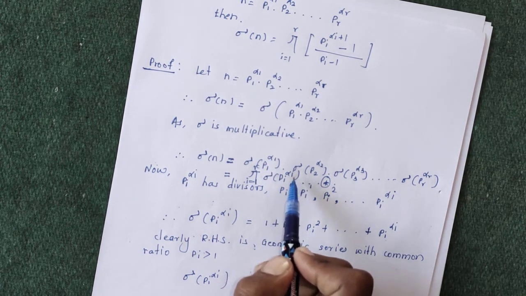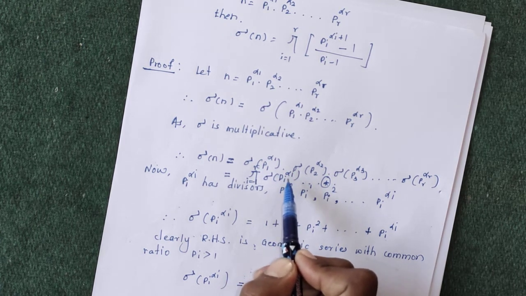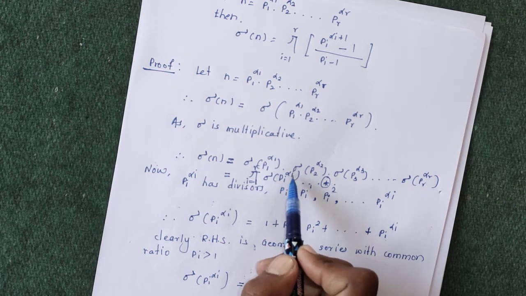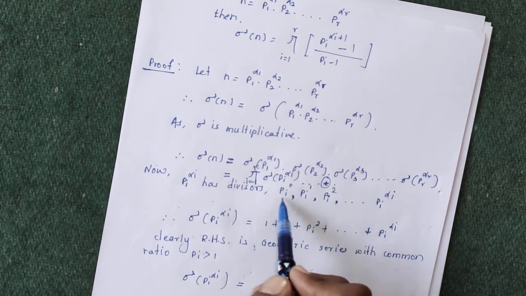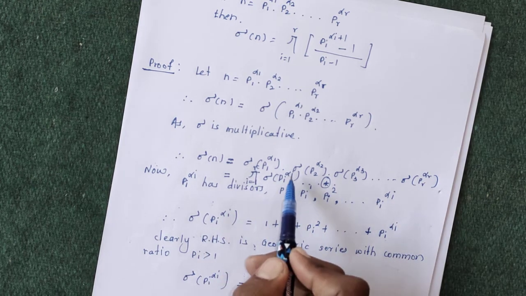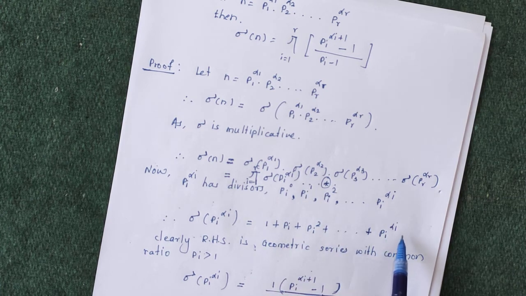So to find sigma of pi raised to alpha i, we have to find all positive divisors of pi raised to alpha i, and we know that the positive divisors of pi raised to alpha i are pi raised to 0, pi raised to 1, pi square, up to pi raised to alpha i. Adding all those divisors, we get sigma of pi raised to alpha i as 1 plus pi plus pi square plus up to pi raised to alpha i, and clearly this is a geometric series with common ratio pi. So using the formula for geometric series, we will get our required claim. This is the proof of the theorem.